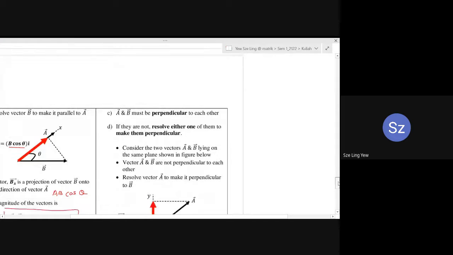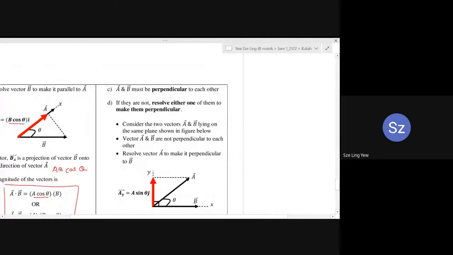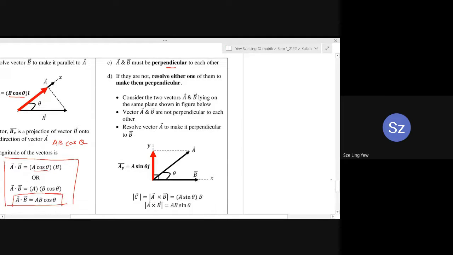So A and B, you say they must be perpendicular, but sometimes you get a question where they are not perpendicular. So this is not a must. If they are not, you have to resolve them if you want to calculate. That's why they say you have to resolve it.